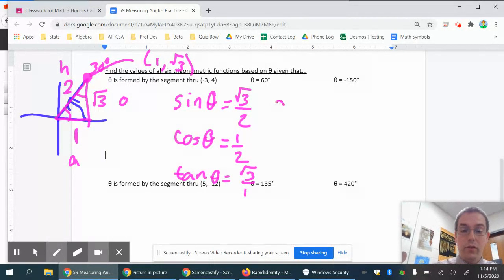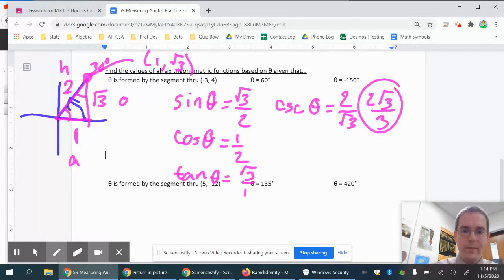When you go to find your reciprocals, remember cos go with no cos. So sine didn't have a co, cosecant does. Flip that upside down, that is 2/√3. Or you could rationalize that as 2√3/3. That's the preferred form there. Cosine goes with secant. Flip it upside down, you have 2/1. Or you could simplify it to just a 2.